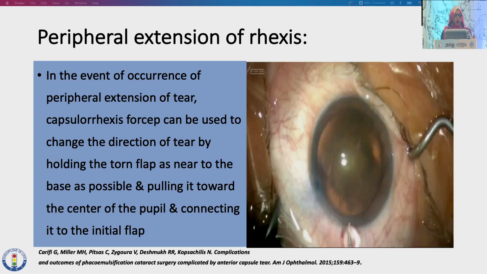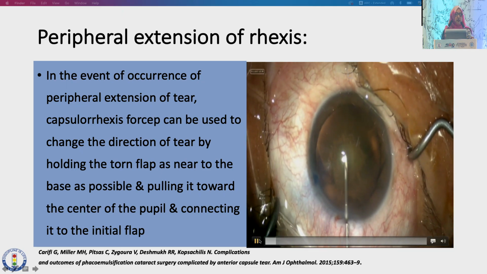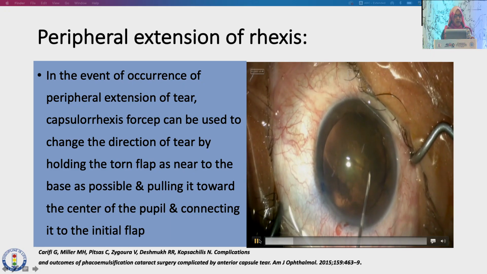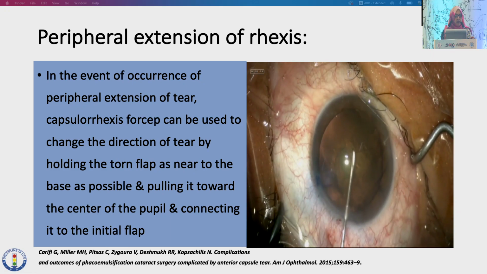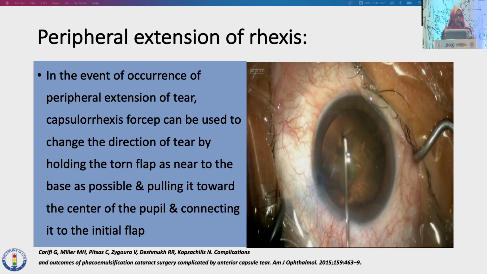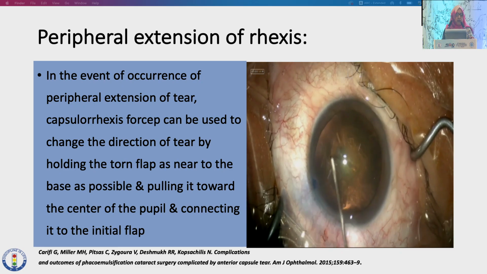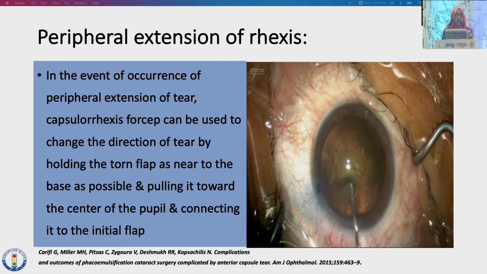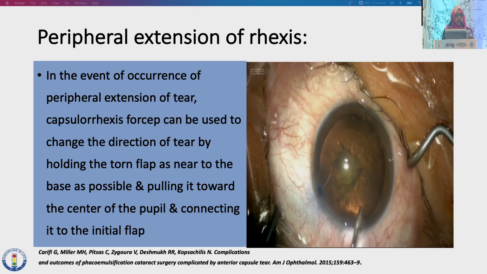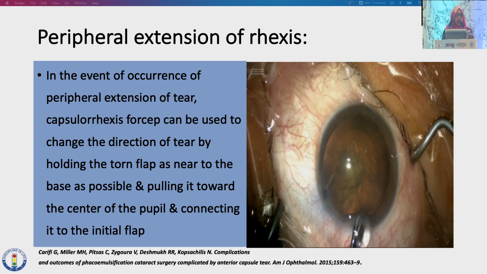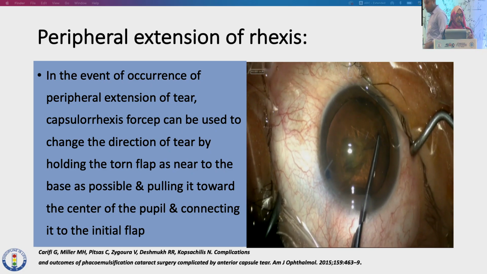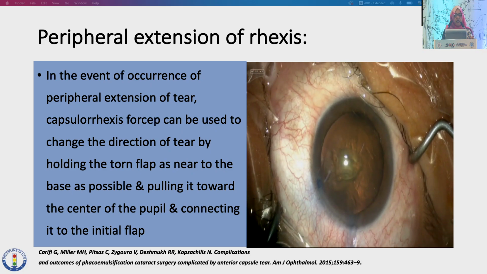In the event of peripheral extension, capsulorhexis forceps can be used to change the direction of the tear when it happens. Capsulorhexis forceps can be used to hold the torn flap as near to the base as possible, pulling it toward the center of the pupil and connecting it to the initial flap.